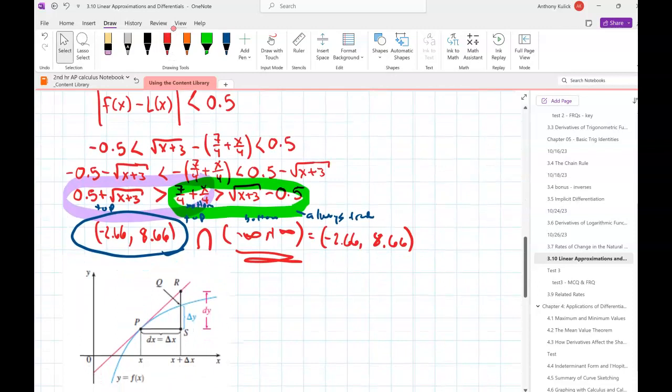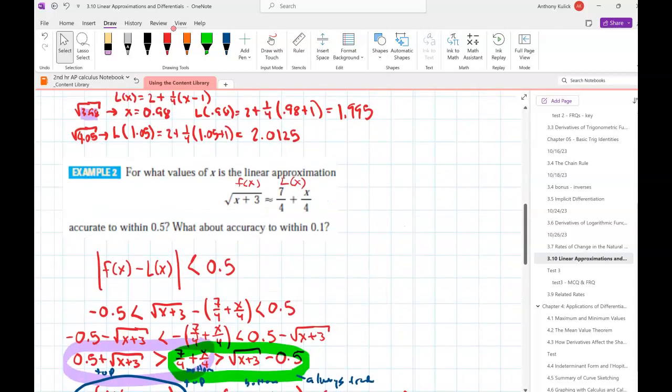Yes, Emma. That's not a point, that's an interval. Those are the x coordinates of where they intersect. The first x intersection is at negative 266, and the second intersection is at x = 866. I don't care about the y's, because it's asking for what values of x it is accurate. So I don't care about the y's.